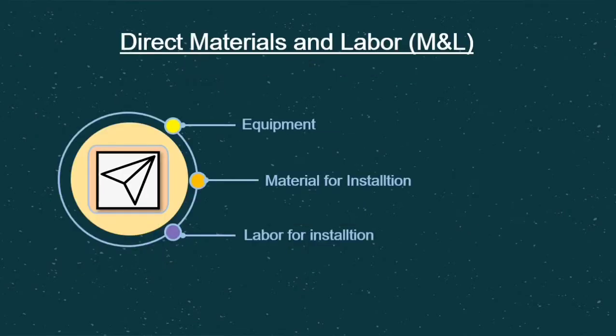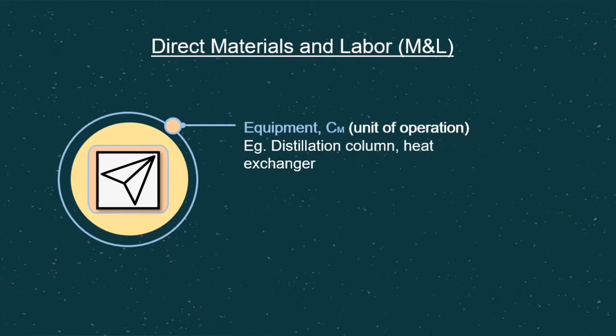Let's look at the direct materials and labor cost. These costs consist of cost of equipment, cost of material for installation and cost of labor for installation. Cost of equipment, or CM, is the cost of a unit operation. For example, distillation column, heat exchanger, condenser, absorption and flash drums.